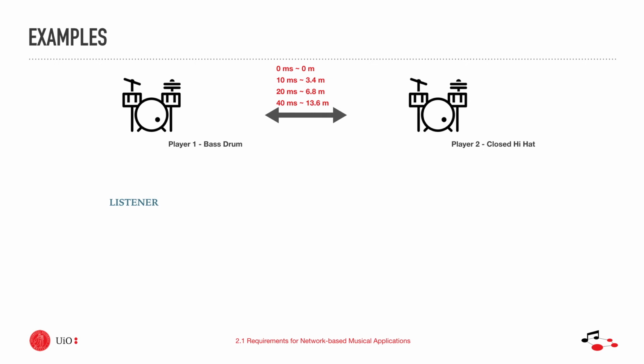Here there are two emulated examples. In the first one, there is a bass drum player and another player playing the closed hi-hat. I've placed them at 4 different distances corresponding to 0 milliseconds of round trip delay, 10 milliseconds, 20 milliseconds, and 40 milliseconds. The listener is co-located with the bass drum player.